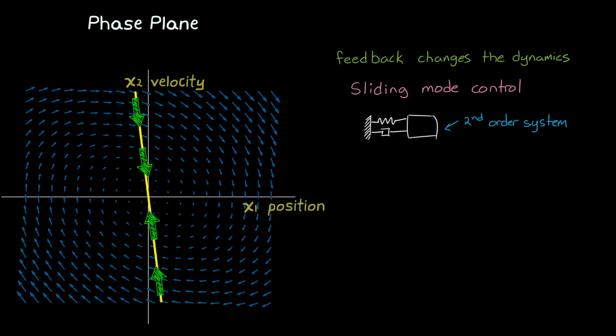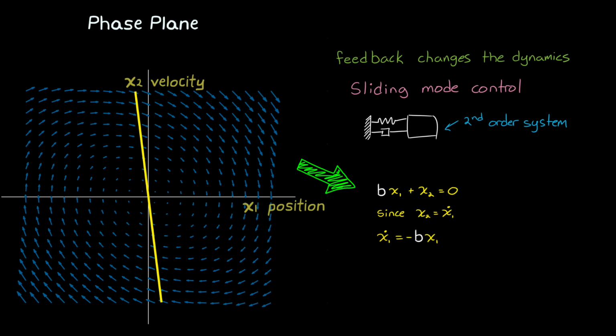Now, the question might be, why could we possibly want this kind of constrained behavior? Well, one reason is that the controlled system will now behave like a simple first-order linear system. And we can see why this is the case. The equation for this yellow line can be written as b x1 plus x2 equals 0, where x1 is position and x2 is velocity, and b is the parameter that adjusts the slope of the line. And since x2 is just x1 dot, we can rewrite this equation as x1 dot equals minus b x1. This is a first-order system.